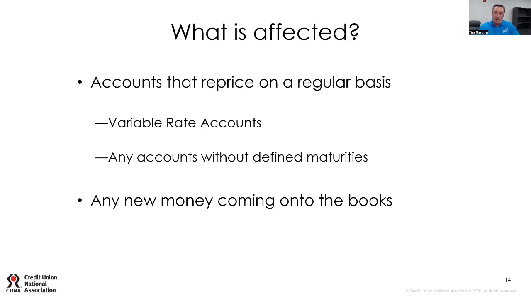On the asset side, examples of accounts that don't have defined maturities would be your overnight account at the corporate credit union. It could also be things like credit cards. So as soon as you move the rates, because credit cards are variable rate, as soon as that rate moves, everybody's going to get the new rate. Okay, so think in terms of that for the instruments.